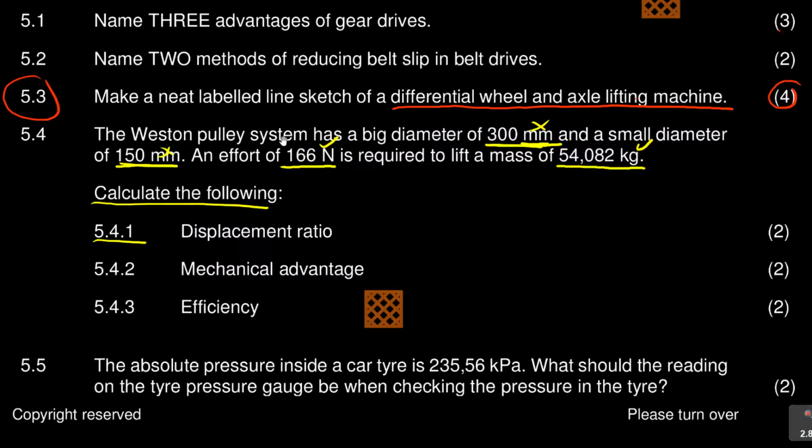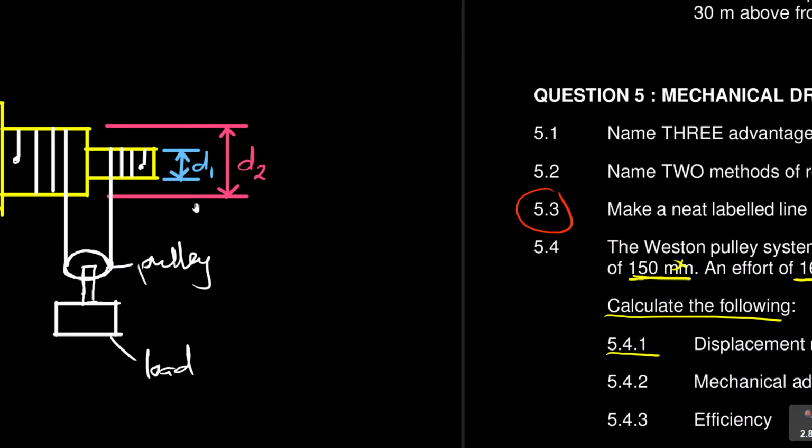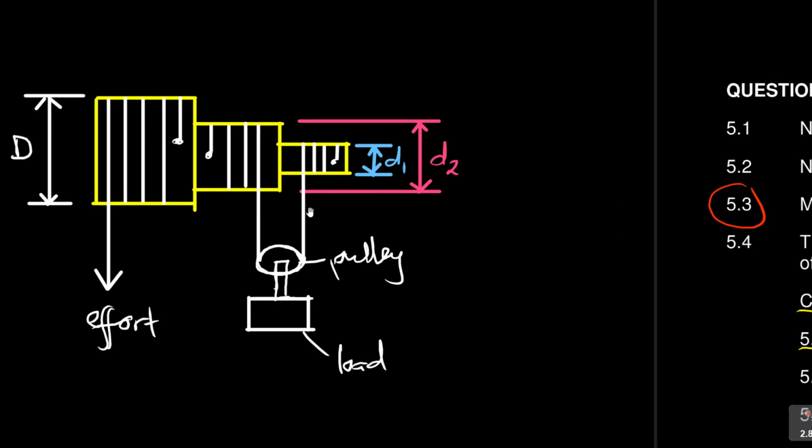Now, look at this. The Western pulley system has a big diameter and small diameter. 2 diameters. You have a D, or it can be D1 and a D and a small d. There are 2 things here. That D, or you have got a D1 and a D2, where D1 is bigger than D2. Are you with me? Let me just see what I did. Is it right? Yes. D1, D2. Even here on a differential wheel and axle, D1 is small, D2 is big. You see that? But there is that D.